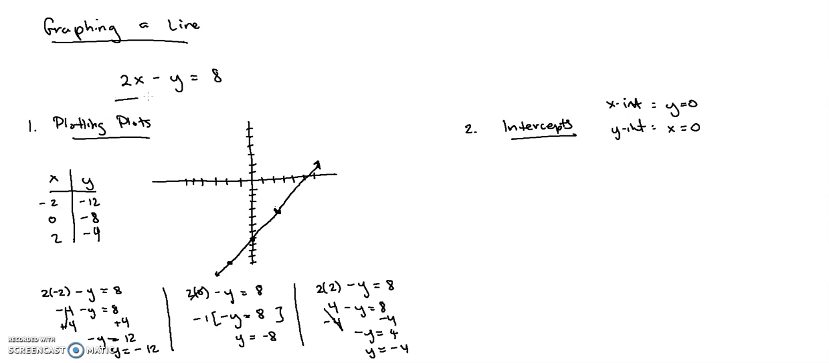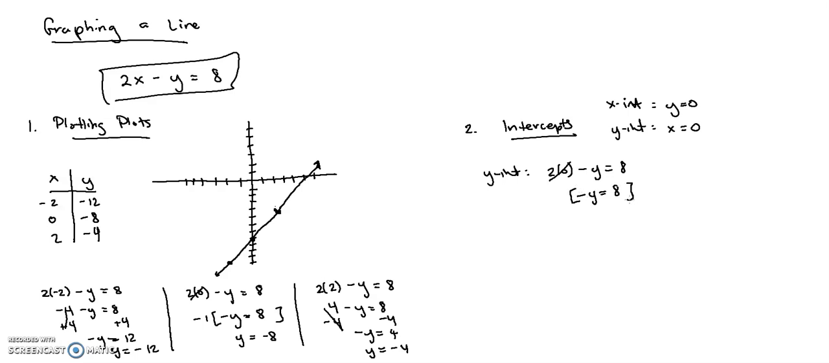So using the same equation for this one, let's find the y-intercept. So we put in 0 for x. We've actually already done this. 2 times 0 minus y equals 8. That's going to be 0. -y equals 8. Multiply through by a negative. And we're going to get +y equals -8. So there's our y-intercept.